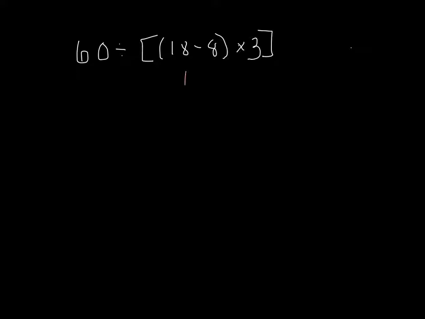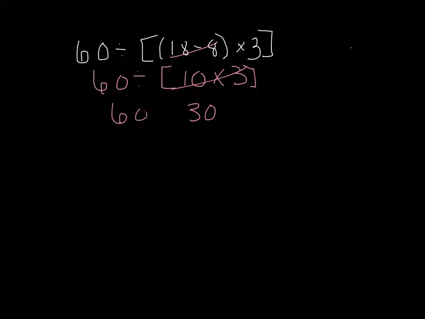18 subtract 8 will bring me 10. I bring down the bracket and what was left inside the bracket, which is multiply 3. And then I bring down the remainder of what's in the expression. I have 60 now divided by what I get when I complete 10 multiplied by 3. So I do that section next. The brackets come first. That gives me 30. I bring down the rest of the expression. 60 subtract 30. I'm sorry, not 60 subtract 30, 60 divided by 30. And I would get 2.